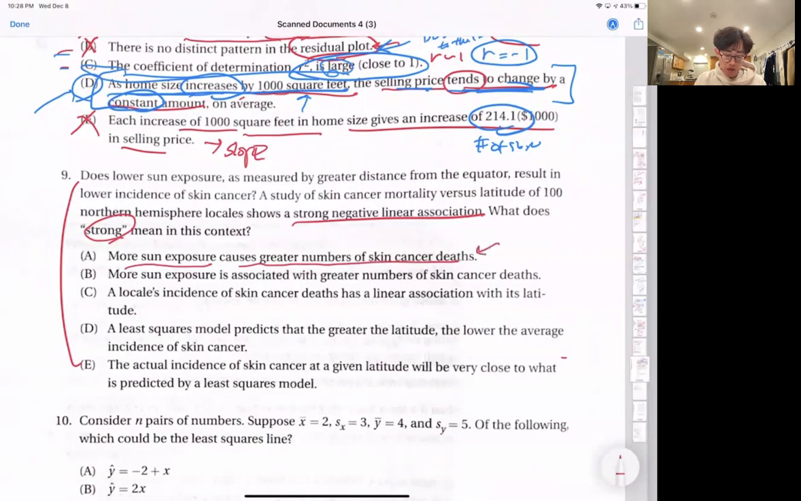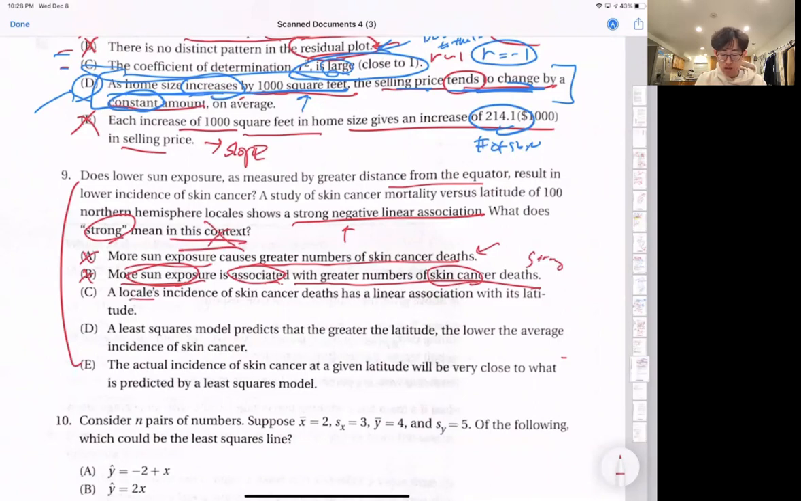This is just cause and effect, so I really don't like A. So for 9, I'm just going to have that. Okay, so more sun exposure is associated with a greater number of skin cancer deaths. Okay, but then it's a negative association. So as one increases, the other one should decrease. As measured by greater, this is resulting in lower. Yeah, so this is actually not a strong in this context. I mean, this is definitely strong, but it's not related to this context at all.